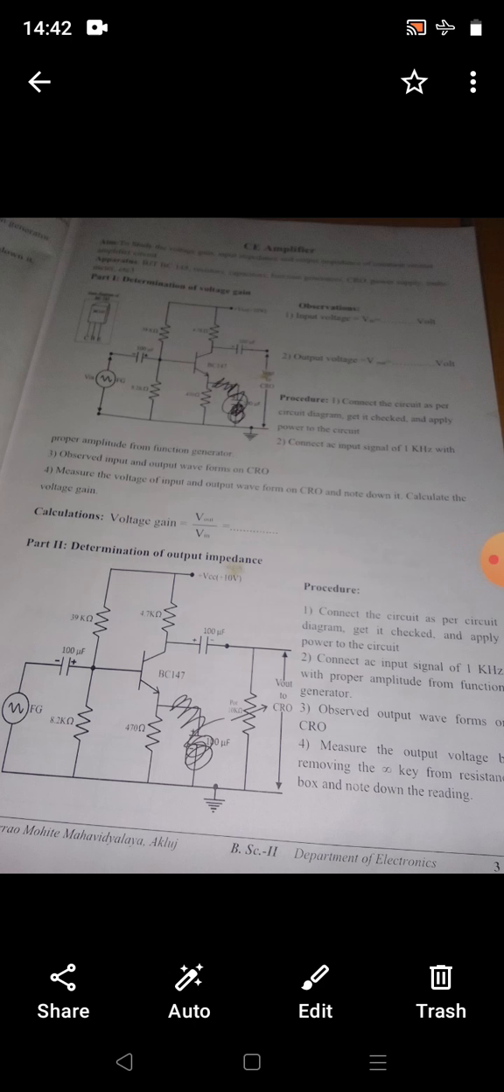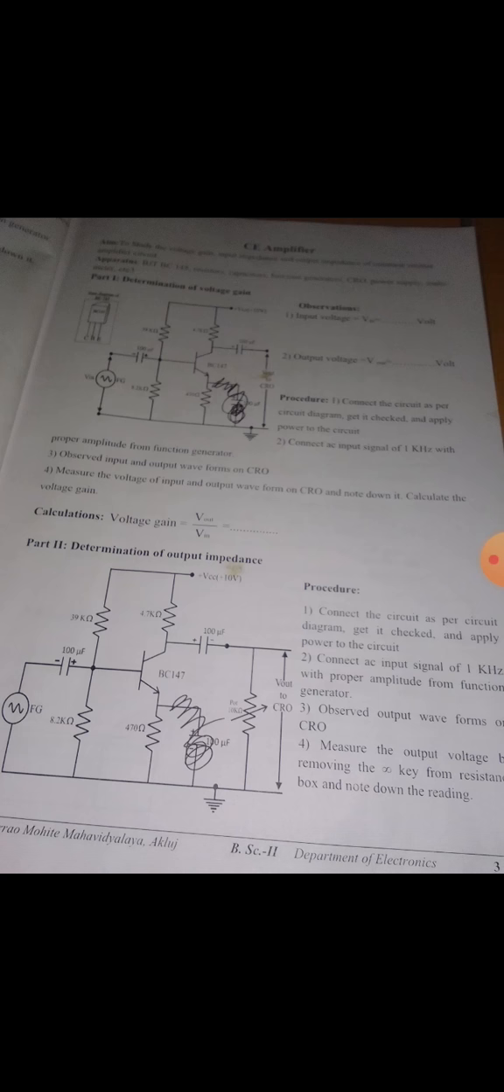In the determination of output impedance, second part, we only connect the resistance box across the collector, and the second terminal is the ground. Then the fifth procedure is to adjust the resistance box in such a way that the output voltage is reduced to half of the previous output voltage, that means Vout by 2. The observations of this second part are the output voltage Vout with the key at infinity, and the resistance required to reduce the output voltage to Vout by 2, in ohm.